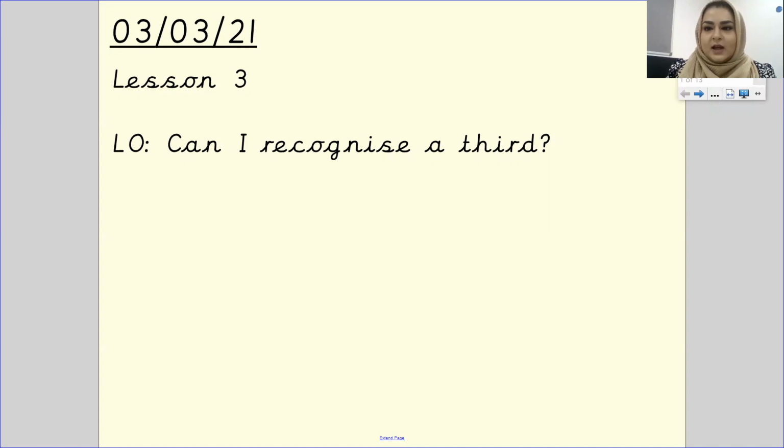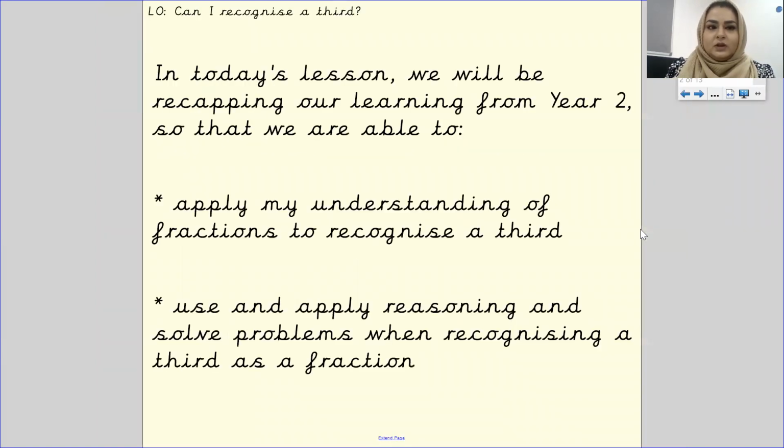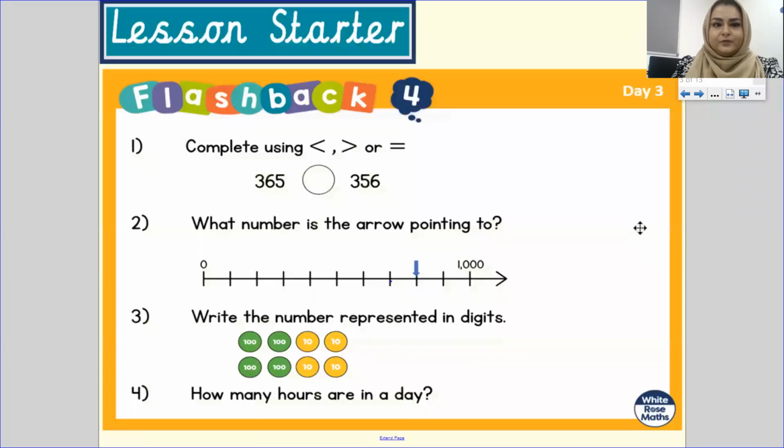So today is the 3rd of March 2021, and our learning objective today is can I recognize a third? So in today's lesson, we will be recapping our learning from year 2 so that we are able to apply your understanding of fractions to recognize a third, and able to use and apply reasoning and solve problems when recognizing a third as a fraction.